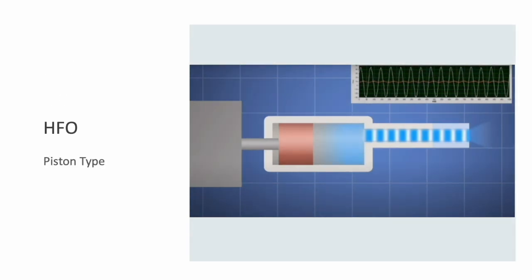Next is piston type HFO. The colored part of the piston is the stroke volume in HFO. The speed at which the piston moves is the frequency. In HFO, the amplitude is the pressure created by the pumping motion of the piston.